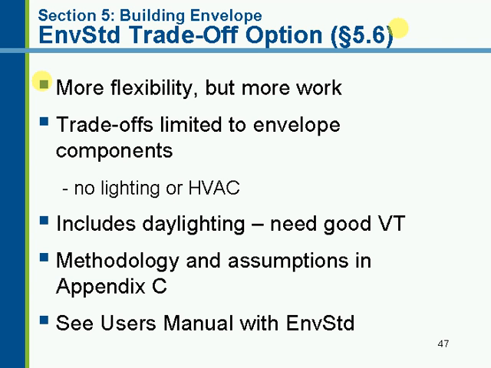It's limited to the envelope components, so it does not incorporate lighting or HVAC trade-offs. If you want to incorporate those, you need to go to Chapter 11 to the energy cost budget approach. However, this calculation methodology does include daylighting potential. So you need to have windows with good visible transmittance. If you have glass that doesn't have good visible transmittance, you're going to find you're being penalized, and it's going to be tougher to do the trade-off.